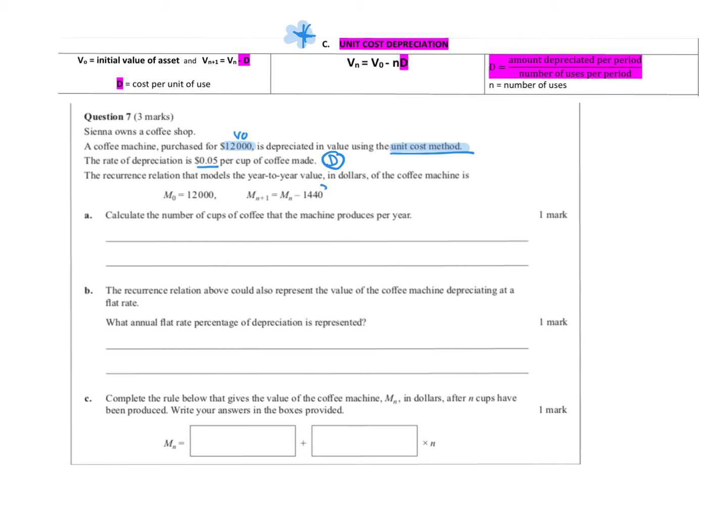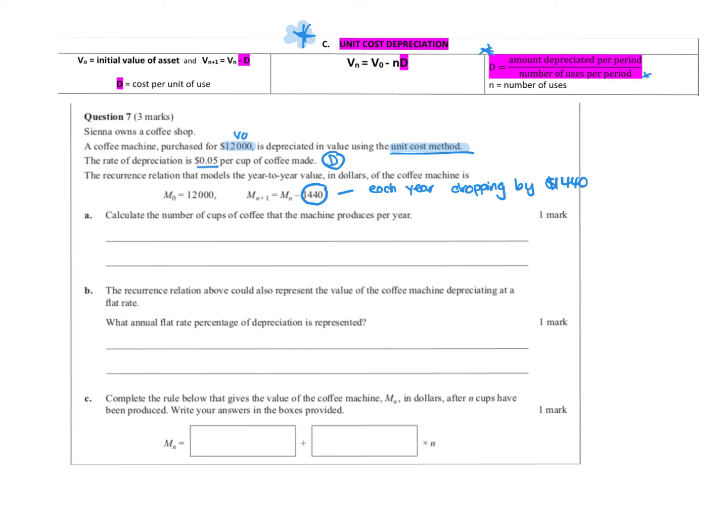So what this amount here is, if you did this each year, it's dropping by 14,400. But it says calculate the number of coffees that are made per year. So we know it costs 0.5. We're looking at this note, the amount depreciated per period and the number of uses. We want to know what the number of uses is, yeah?